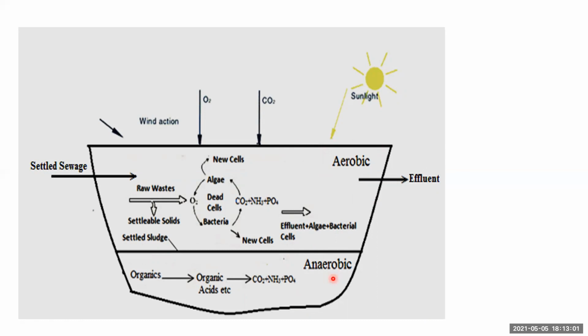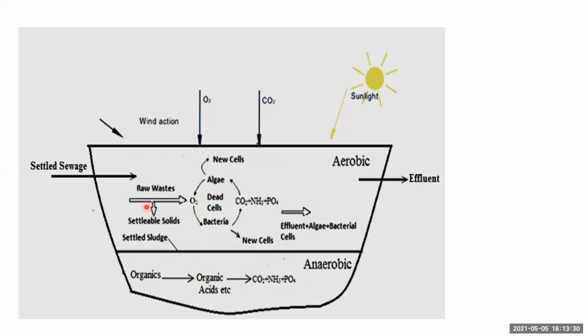Under anaerobic condition, organic acids, etc. are formed. Anaerobic bacteria predominate, and certain organic material is degraded by anaerobic bacteria. Some organic acids or other compounds are formed, and carbon dioxide and ammonia are released. These carbon dioxide and ammonia can leave the pond.